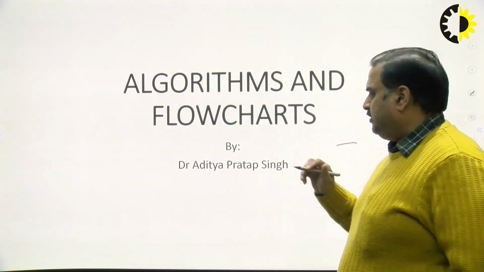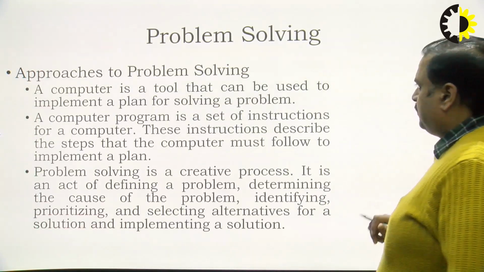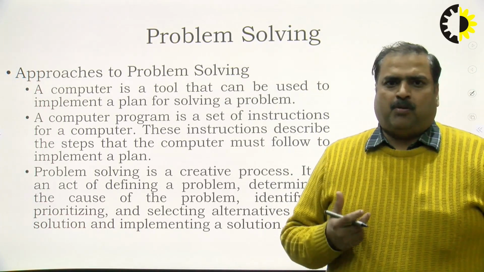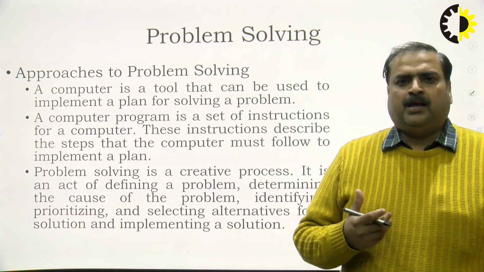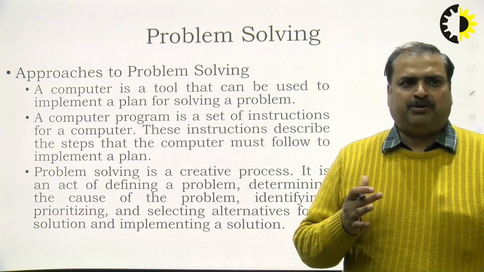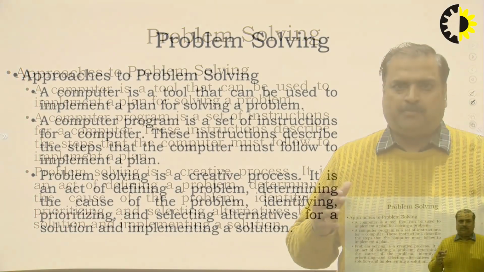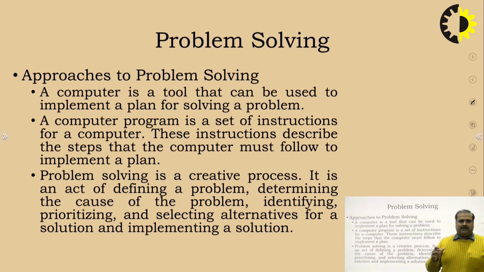So let's try to understand what exactly a problem is. Whenever I say a problem, we are discussing problems which can be solved using a computer. Computer is basically a tool that can be used to implement a plan for solving a problem. This plan is implemented in the form of computer programs, which are sets of instructions for the computer system, describing the steps that a computer must follow to implement the plan we have created. So the creation of this solution plan is a creative process.